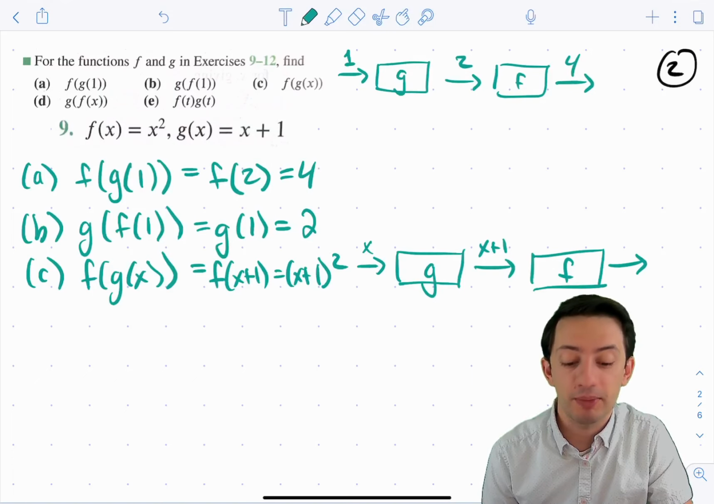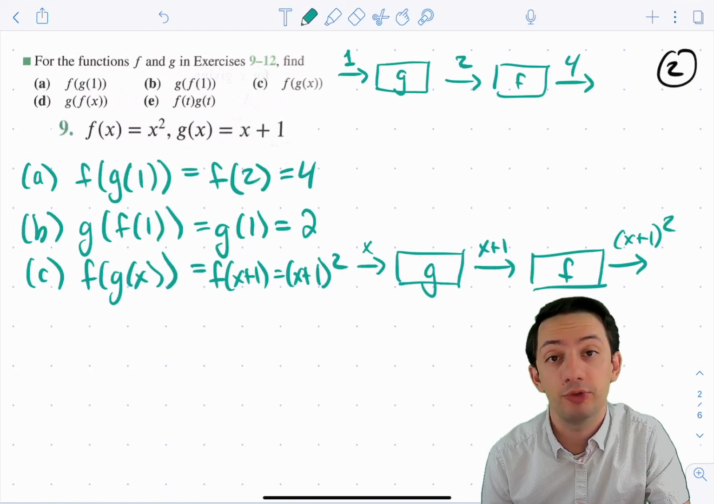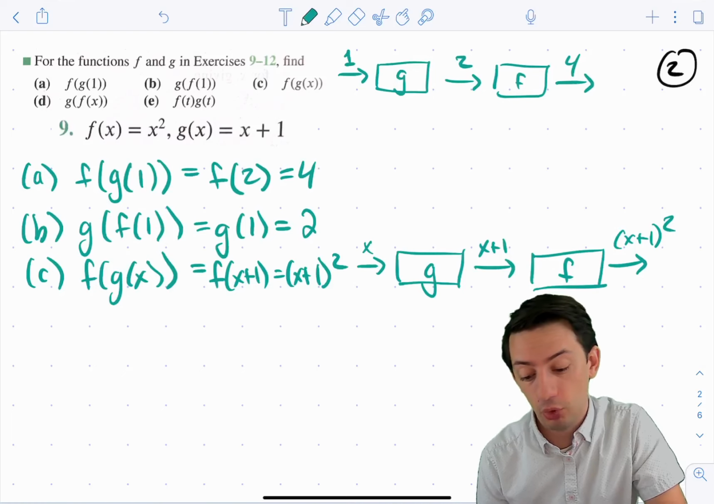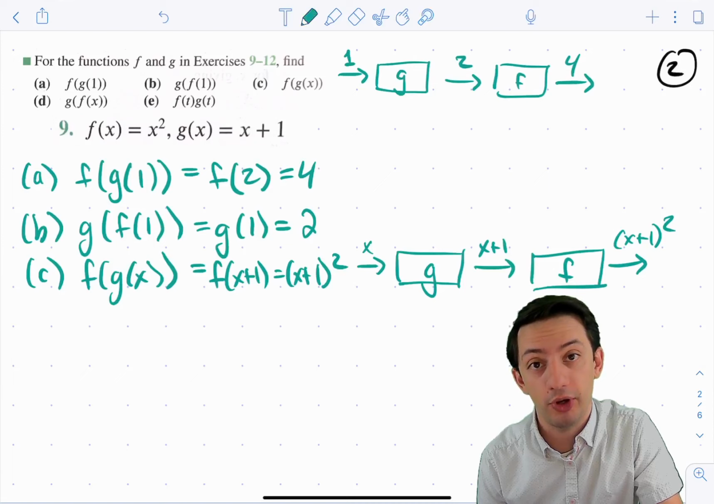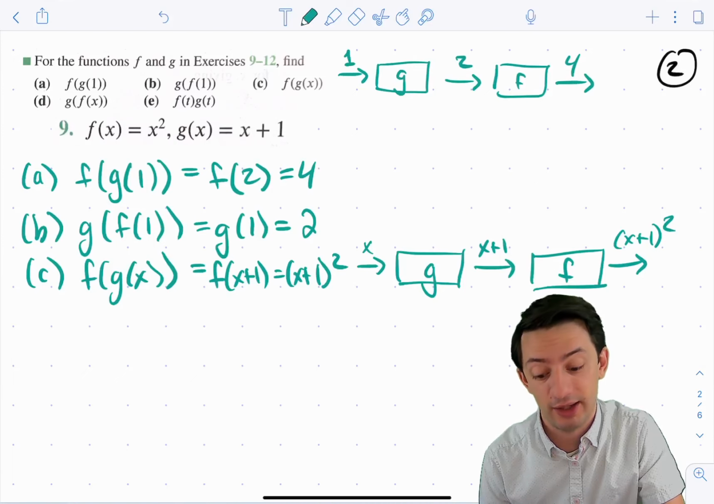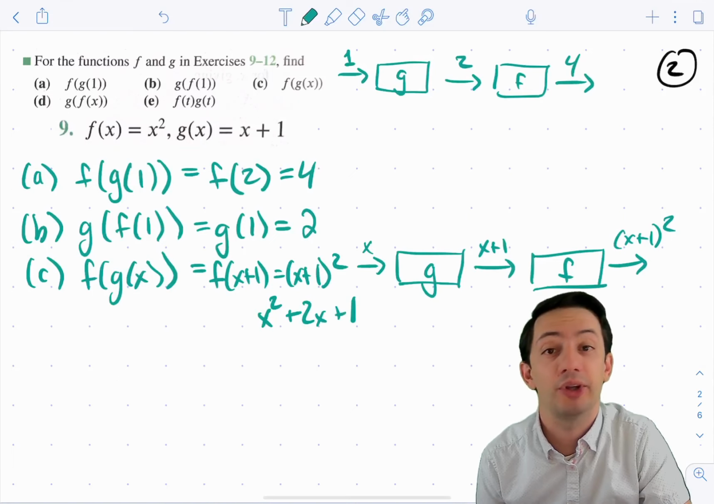Now, as a preview of something that we're going to need to remember how to do later, you should hopefully remember how to multiply out when you have a binomial like this squared. That's the FOIL, the first, outside, inside, last. So make sure that you remember how to get x squared plus 2x plus 1.